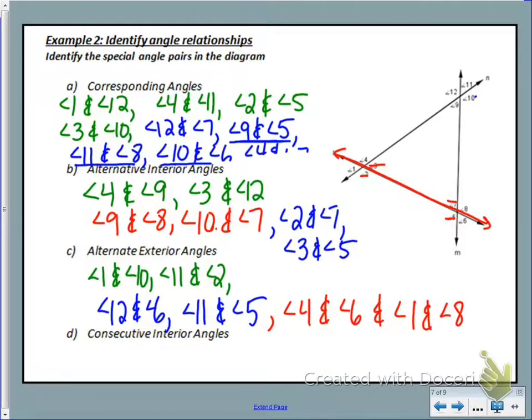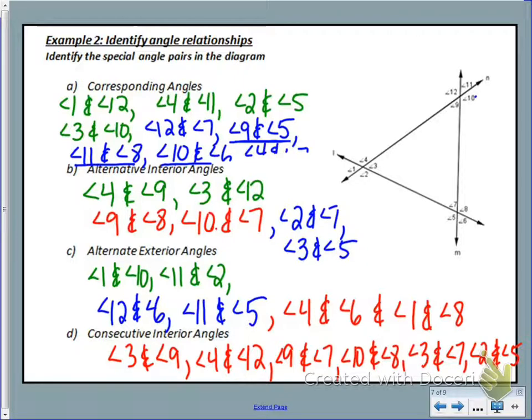Now the last is consecutive interior angles, so that's considered like the same side interior angles. So we're going to just repeat this process. Go ahead and pause your video and see if you can find those. So again, they're the same side interiors. Okay, so we have the angle pair, angle 3 and angle 9, angle 4 and angle 12, angle 9 and angle 7, angle 10 and angle 8, angle 3 and angle 7, and finally angle 2 and angle 5.